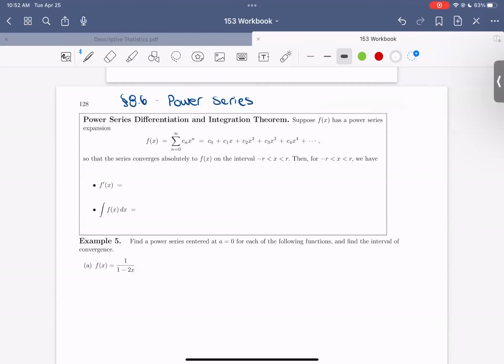In this video, we're going to look at section 8.6 on power series, starting on page 128 of our workbook. So here we have a power series differentiation and integration theorem.